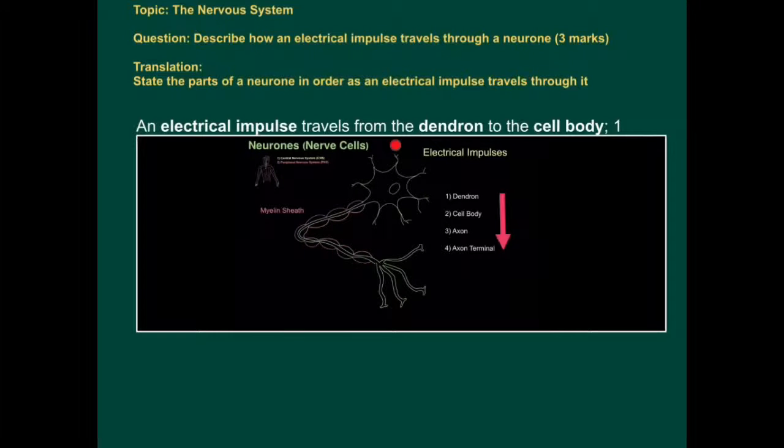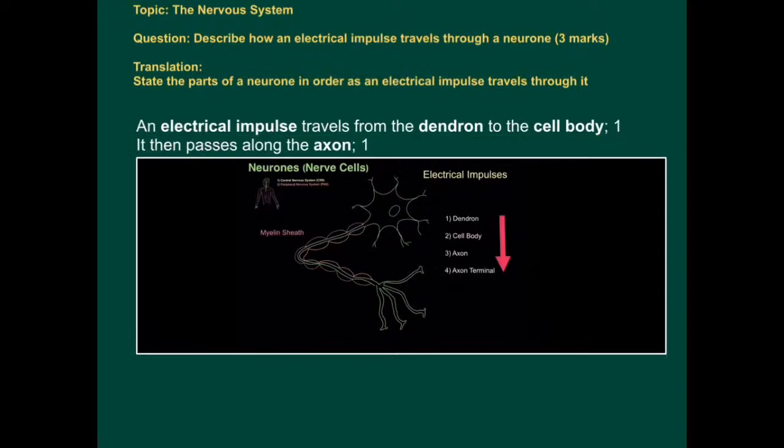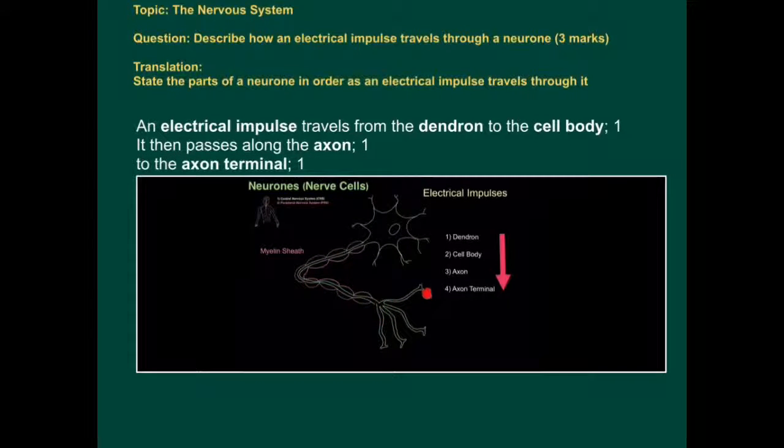So an electrical impulse will start its journey at the tip of a dendron, these little spidery bits over here. So an electrical impulse travels from the dendron to the cell body, so outwards to inwards. Here's the cell body. It then passes along the axon. The axon's like the cable-like feature of the neuron. It's a long stretched out part of the neuron, to the axon terminal. So from dendrite to cell body, along the axon to the axon terminal, the ending of the axon.